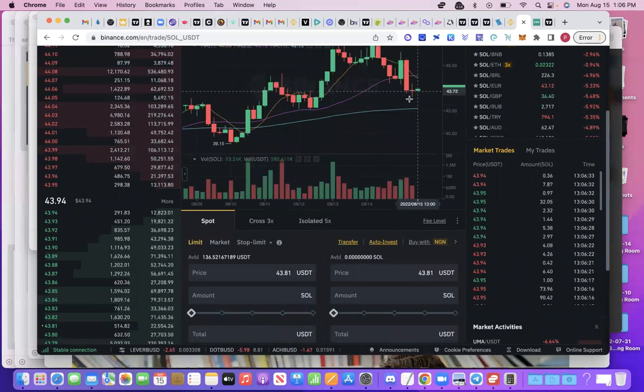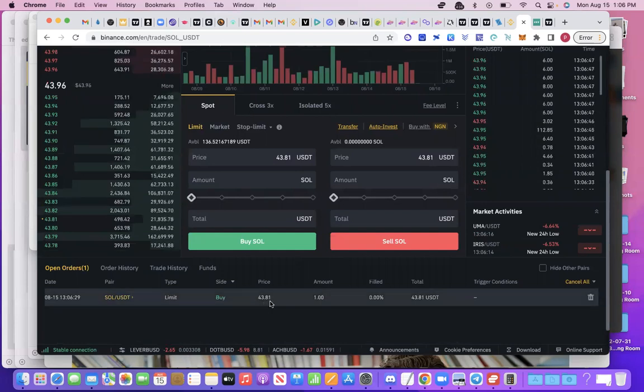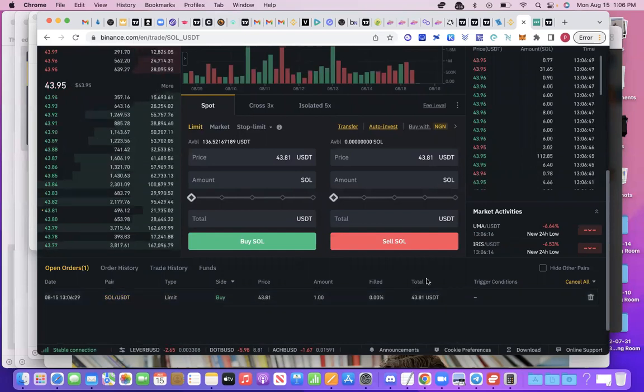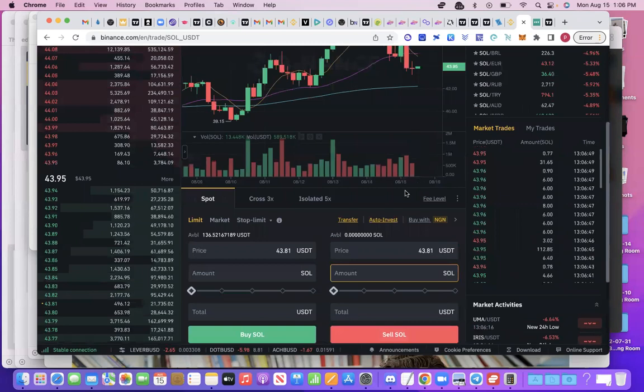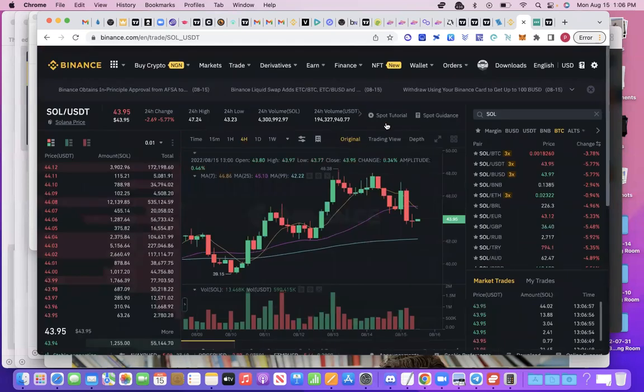Now, this candle printed now is green, but what this candle closes at is what determines the next move of the market. Okay, so now I place the price. Look at it here, Solana for 3.81. It has not been picked.